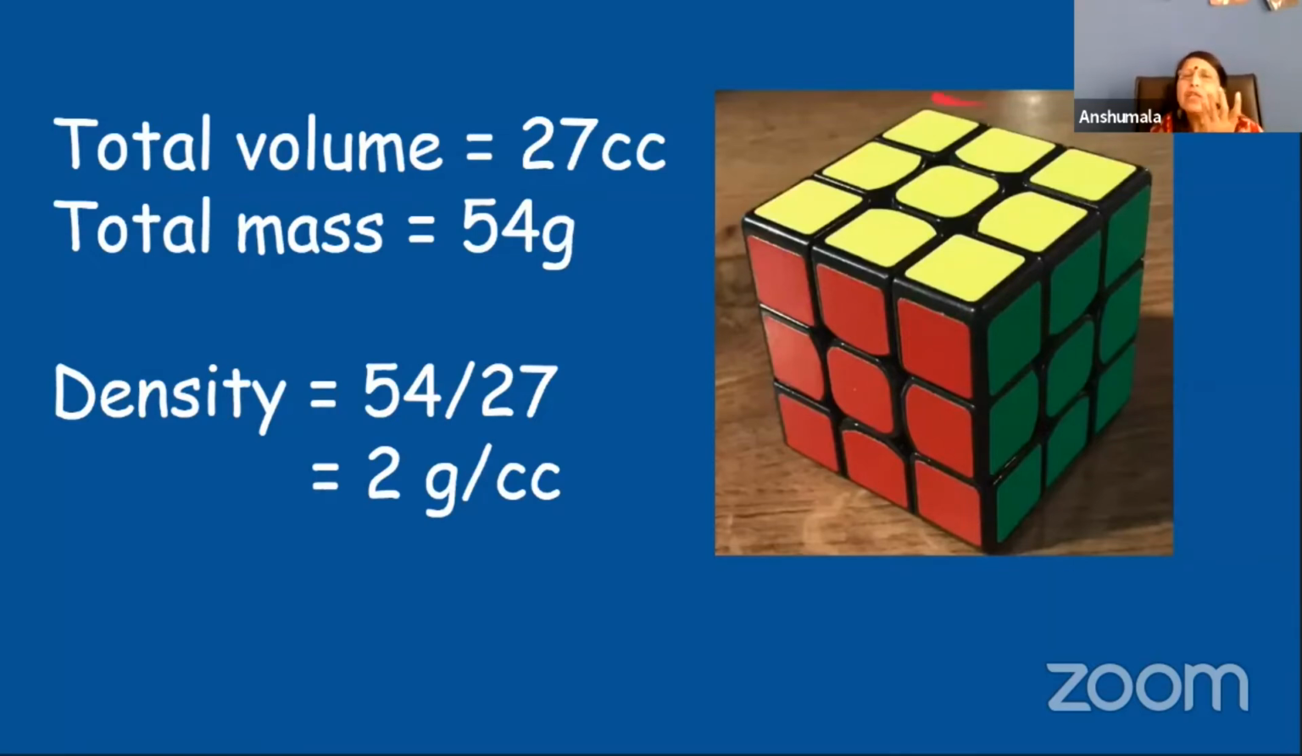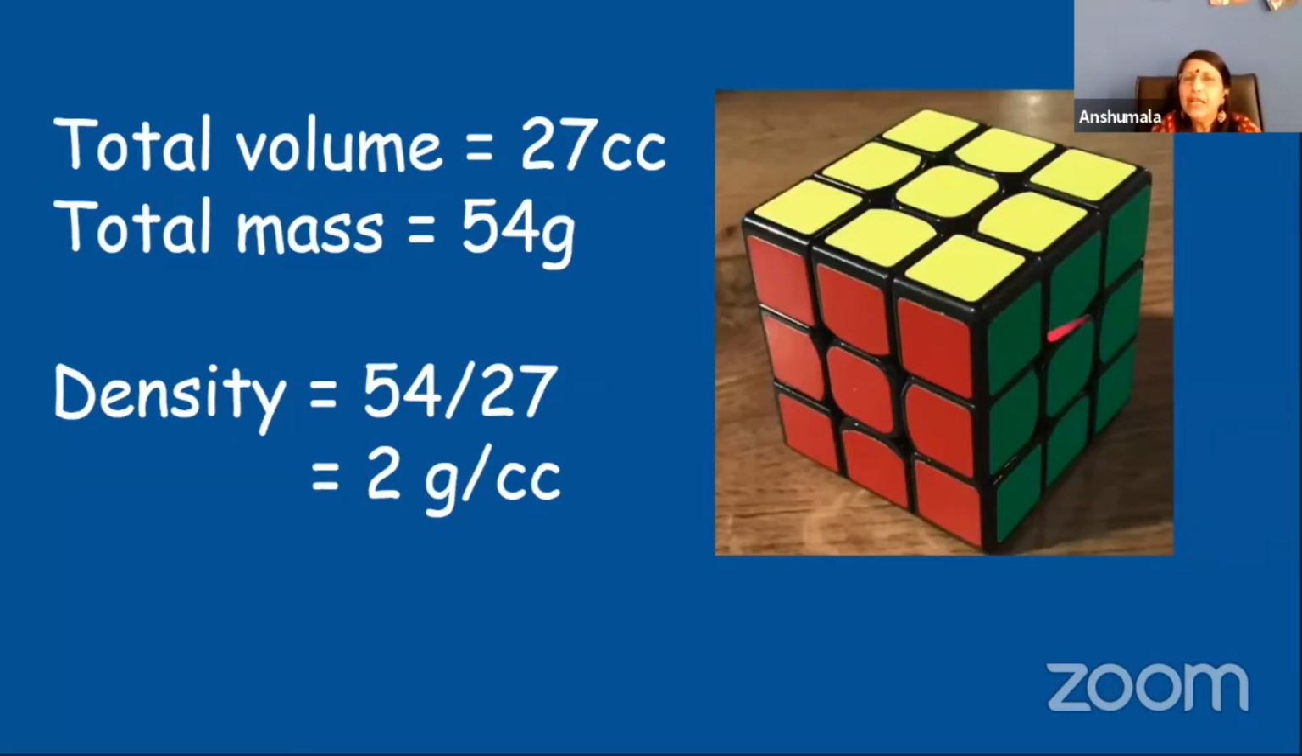And suppose the total weight of this big Rubik's Cube is 54 grams, then the density would be 54 divided by 27, or 2 grams per cc. Which means the distribution of mass, of substance here, is such that in every small volume there is 2 grams filled in. 2 grams is distributed there. So whether you take a small part of this cube, you cut off this part or that part, any part, the distribution is the same. If you take a small unit, it has 2 grams.